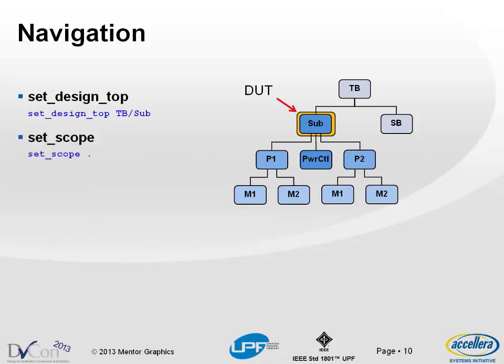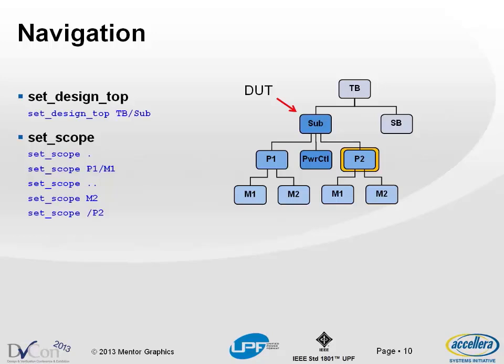And then within that, we have the ability to move the scope around. This is a little bit like change directory in Unix. You can set the scope to an instance that's somewhere down in the tree, set scope P1/M1. You can set the scope to the parent, pop up a level and down a different path, or you can start at design top and by using slash, go directly to somewhere else in the tree. This is just a way of localizing what you're going to do within the design as you apply UPF commands.